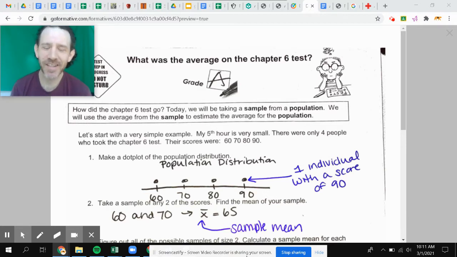So we're going to use this example here where we have this fifth period class and they took the chapter 6 test. And there were only 4 people who took the chapter 6 test. This is just a hypothetical. It's small numbers so that we can manage it. Okay, their scores were 60, 70, 80, and 90.